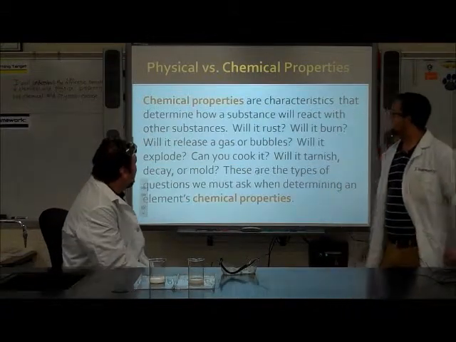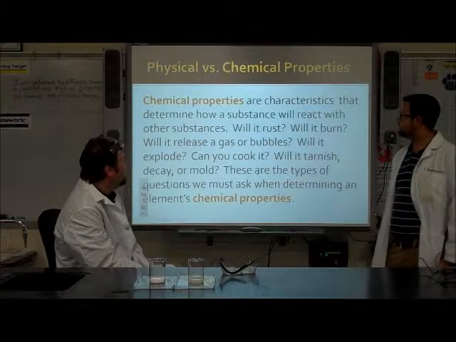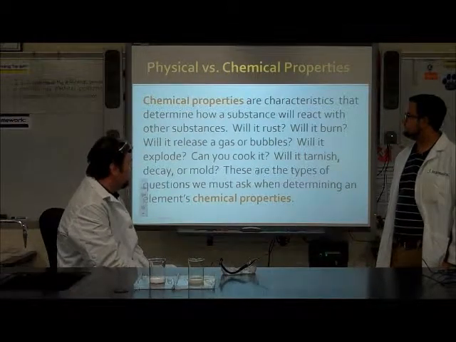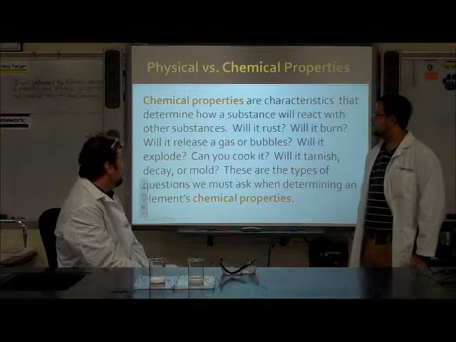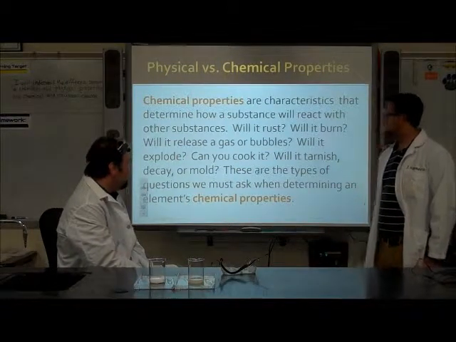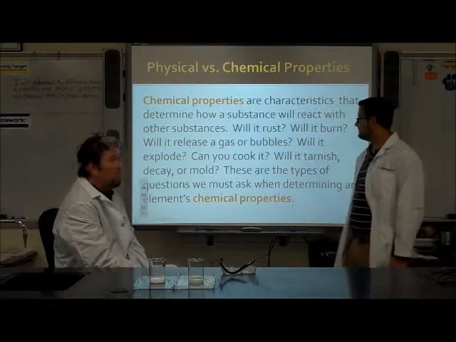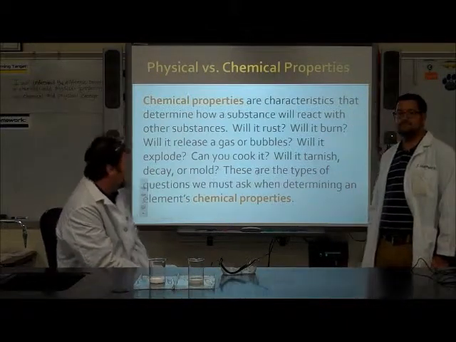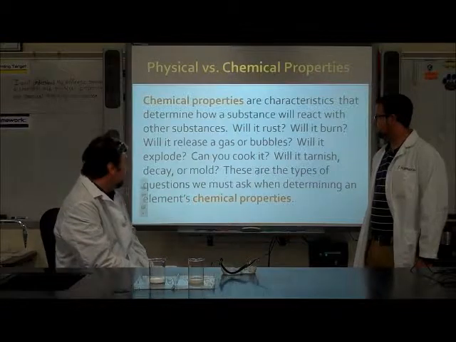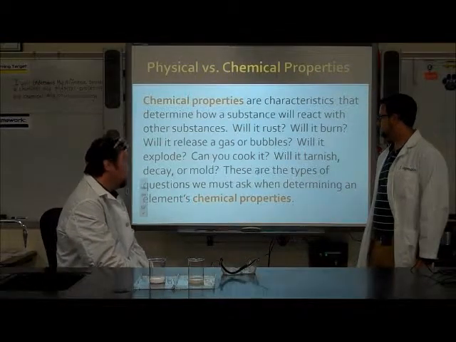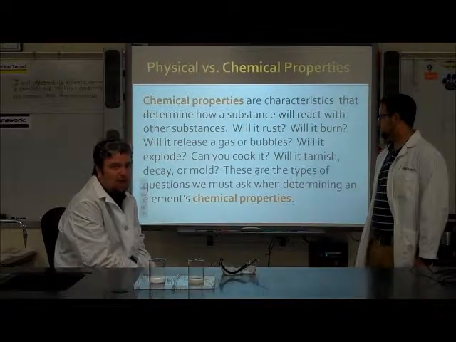Chemical properties are characteristics that determine how a substance will react with other substances. So questions to ask: will it rust? Will it burn? Will it release a gas like Mr. Marmara? Or does it release bubbles? Will it explode? We love that. Can you cook it? Will it tarnish, decay, or mold? These are the types of questions we must ask when determining an element's chemical properties.